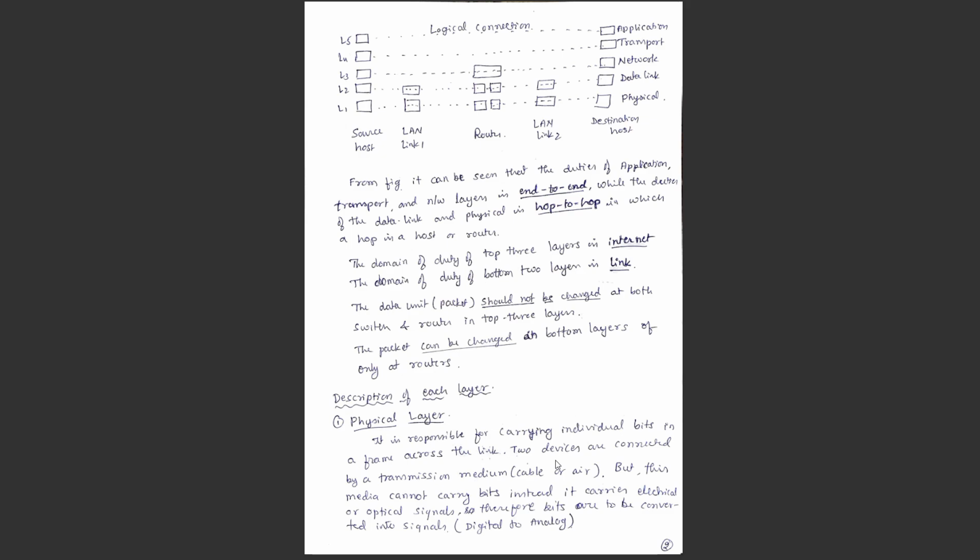Like personal computers named A and B. So these two computers are connected either by air or wired medium. When it is connected by air medium, the signals are sent in the form of optical signals. But if they are wired, they are sent in the form of electrical signals.